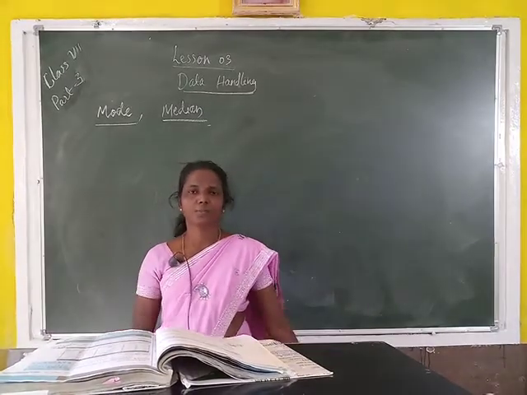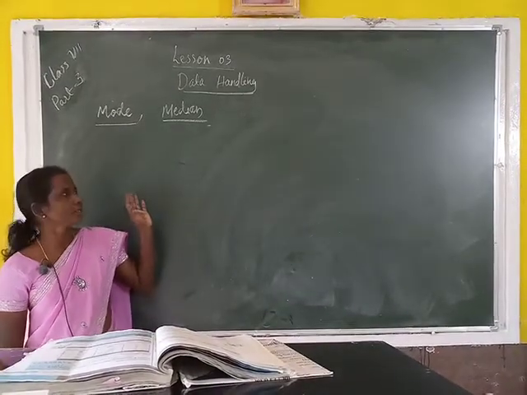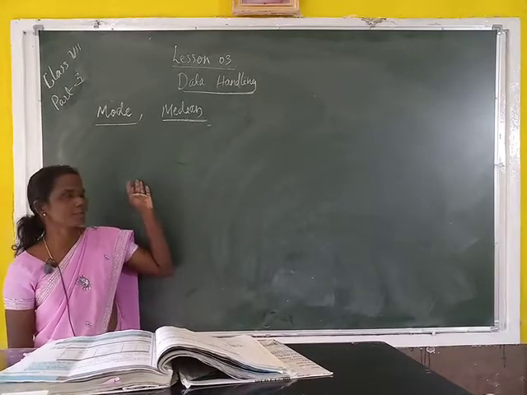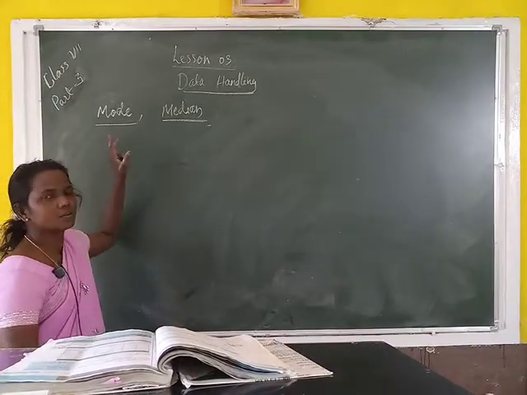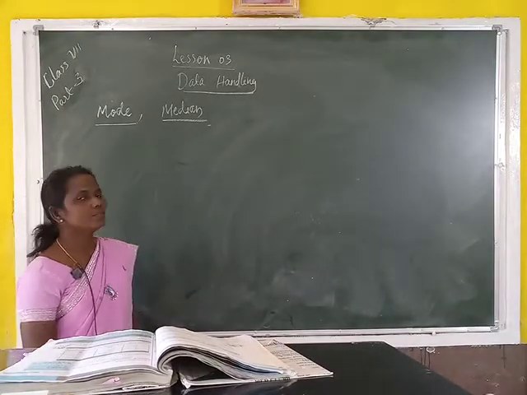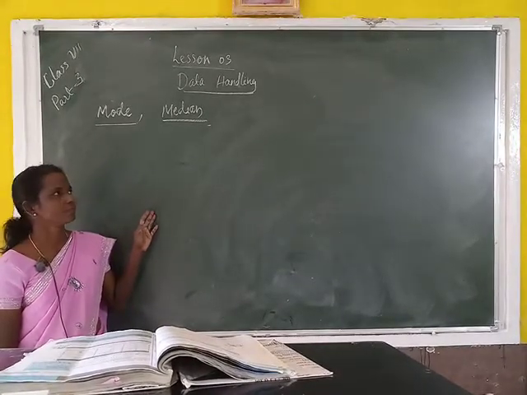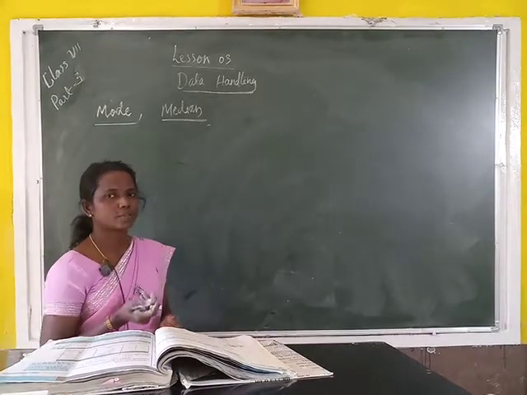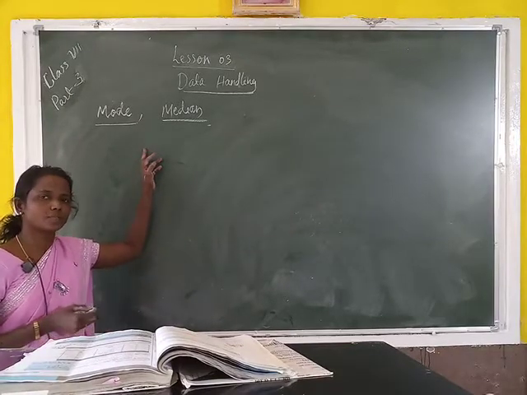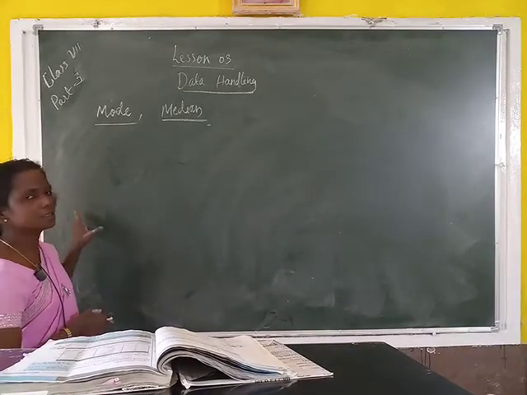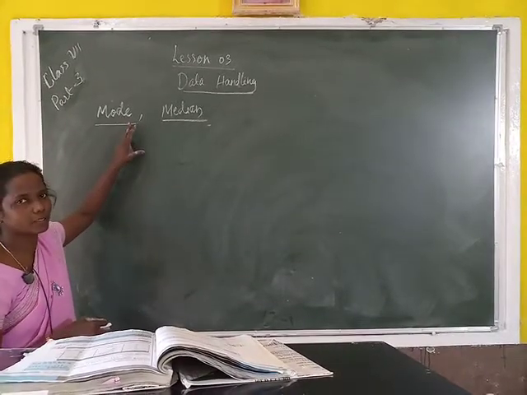Next topic, mode and median. Mode and median are different forms of representative value. Then what is mode? Which observation occurs more times in a group of observations, that observation is called mode. In a group of observations, the observation that is repeated more times is called mode.